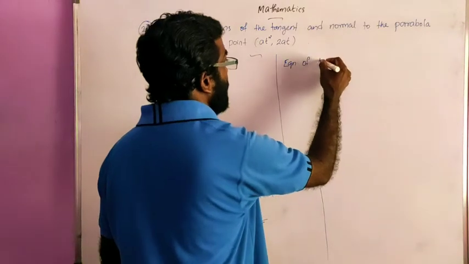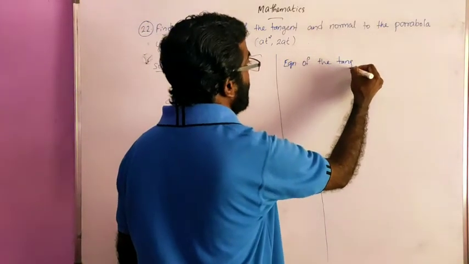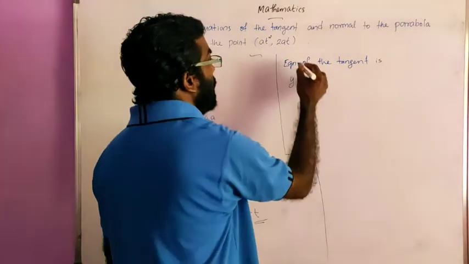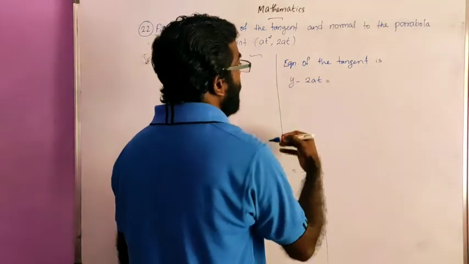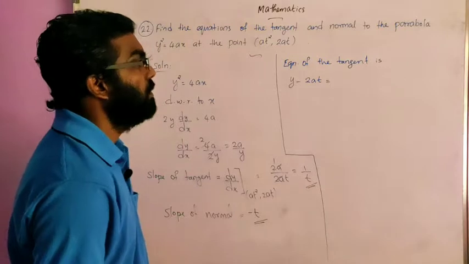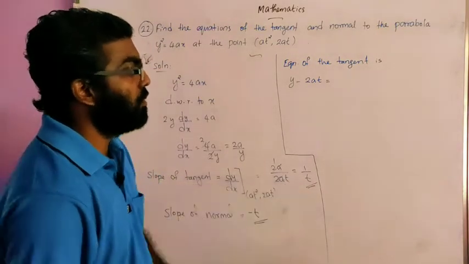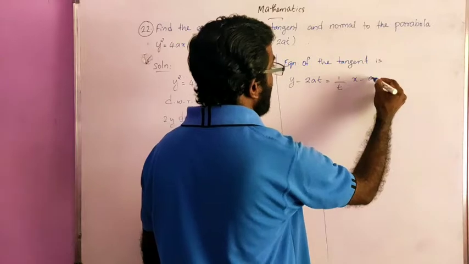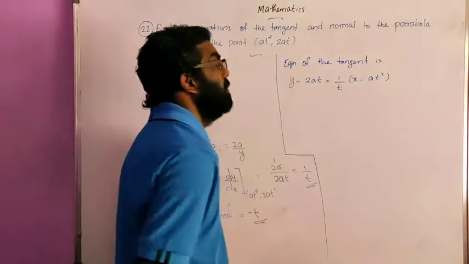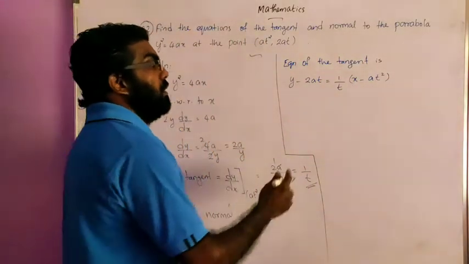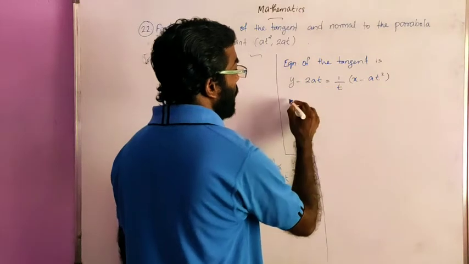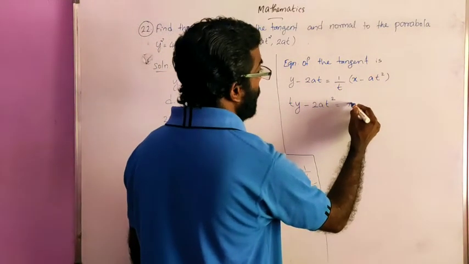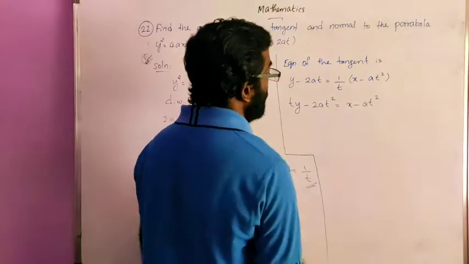So first we write the equation of the tangent. The equation of the tangent is y minus y0, here it is 2at, equal to f'(x0), that means the slope of the tangent, here it is 1/t, into x minus x0, x minus at². Okay, this t we can cross multiply: ty minus 2at² equal to x minus at².